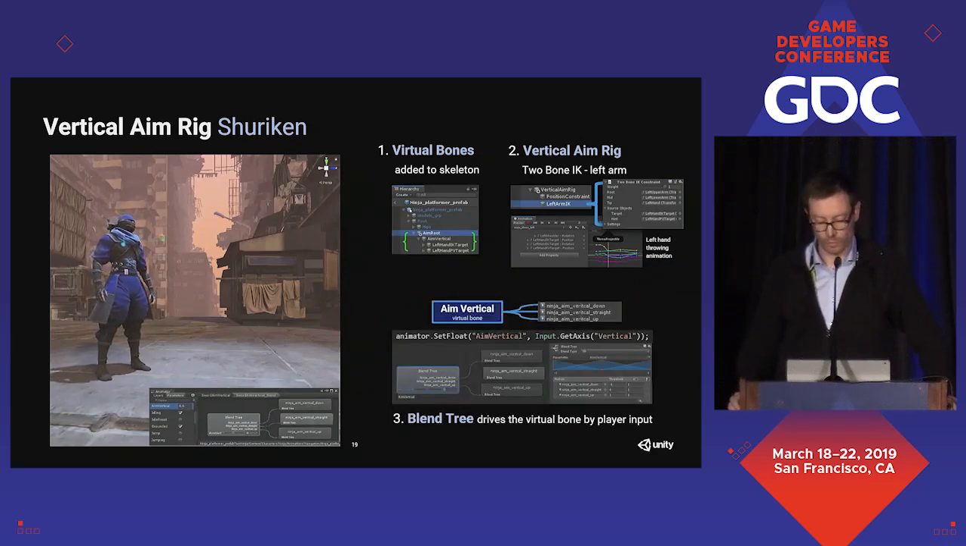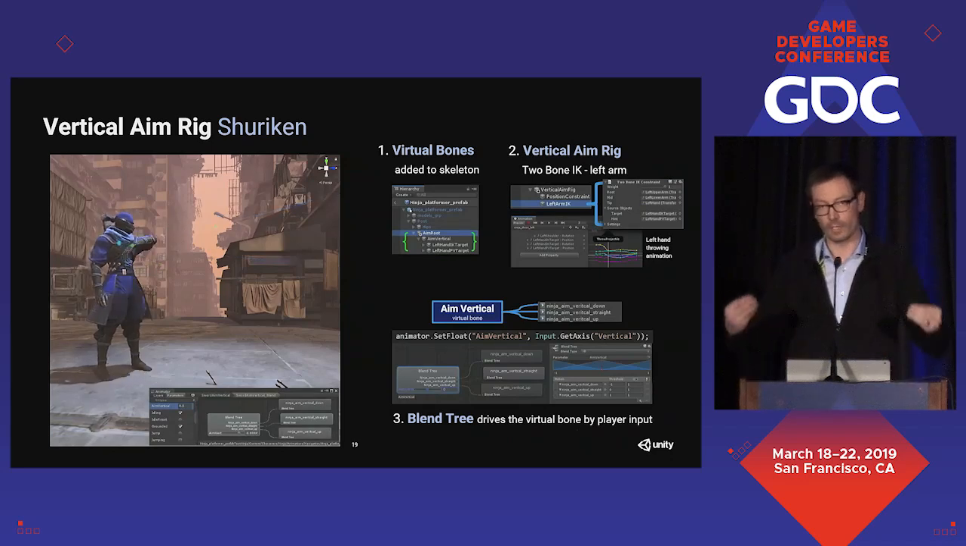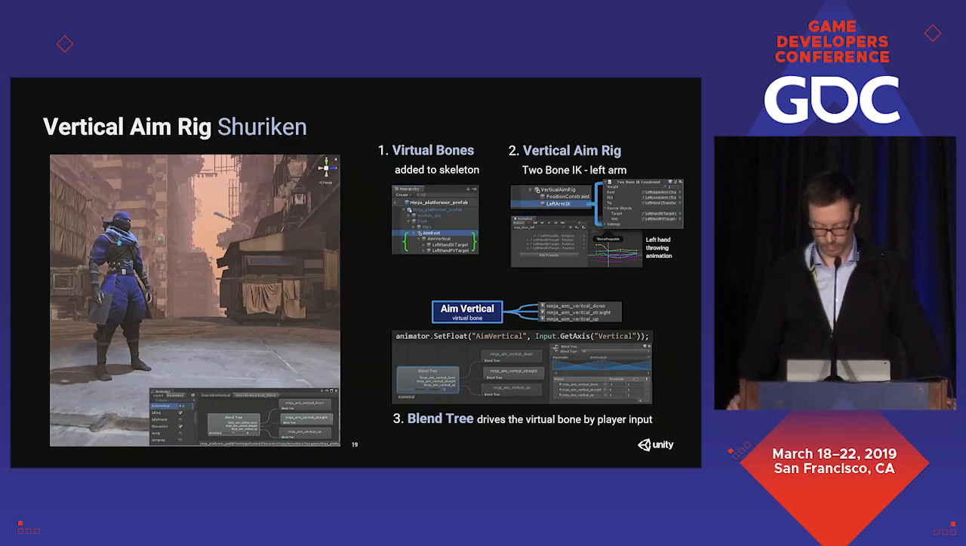I have another virtual bone, which I'm using to control the vertical aim. I'm using a blend tree here to go between a straight up pose, a forward pose, and a down pose. Since the IK targets are children of this, they'll follow. When that thing rotates up and down, he'll aim. This way I can throw shuriken in any different direction. I only had to make one simple animation for the IK targets for the shuriken.